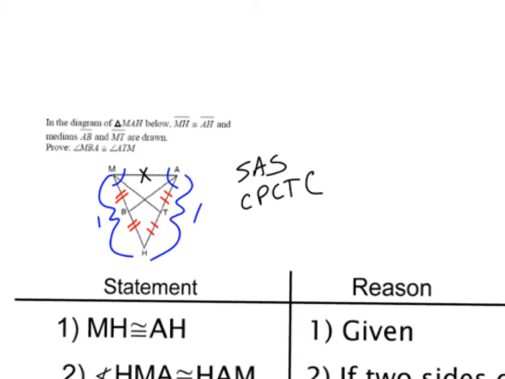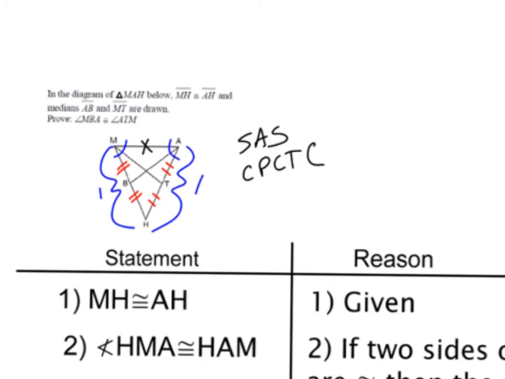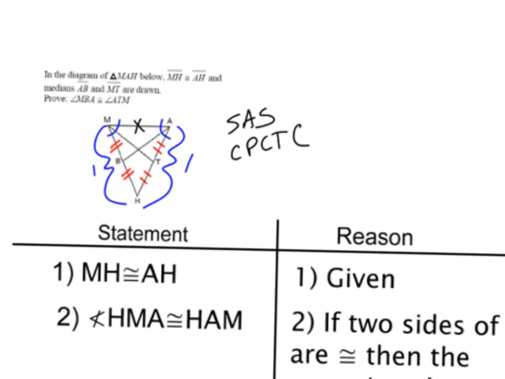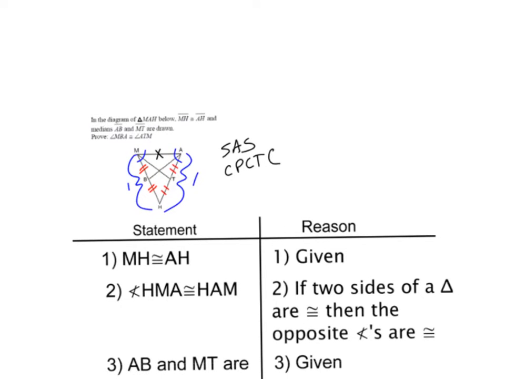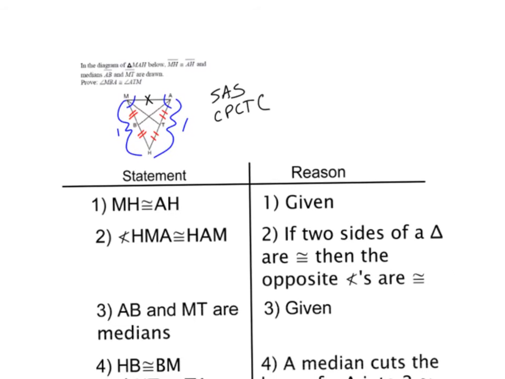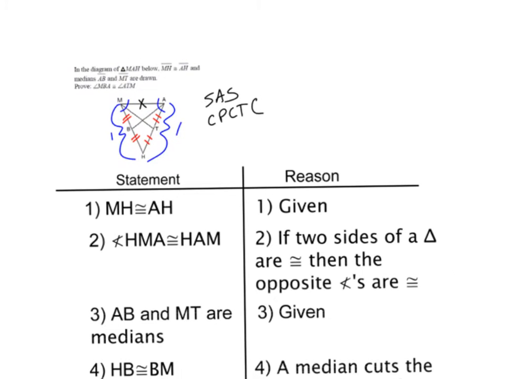Let's take a look at what the proof looks like. This was the given part and the part that was labeled. We start with MH is congruent to AH, given, and then angle HMA is congruent to HAM, because if two sides of a triangle are congruent, then the opposite angles are congruent. After that we go to the red pieces, which are the medians. AB and MT are medians, and that's given.